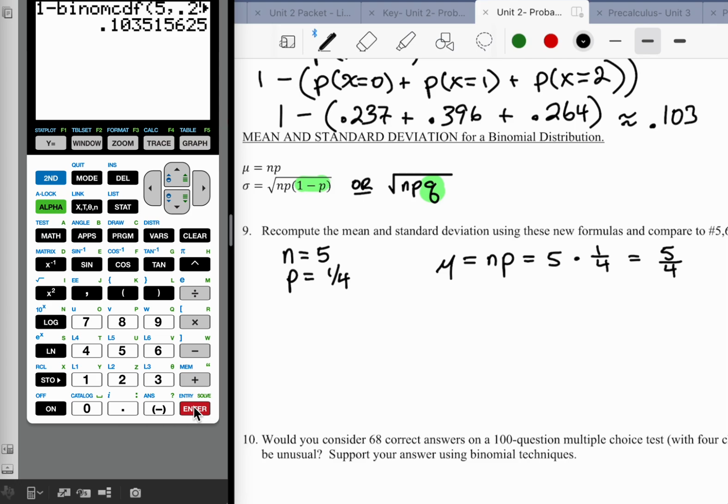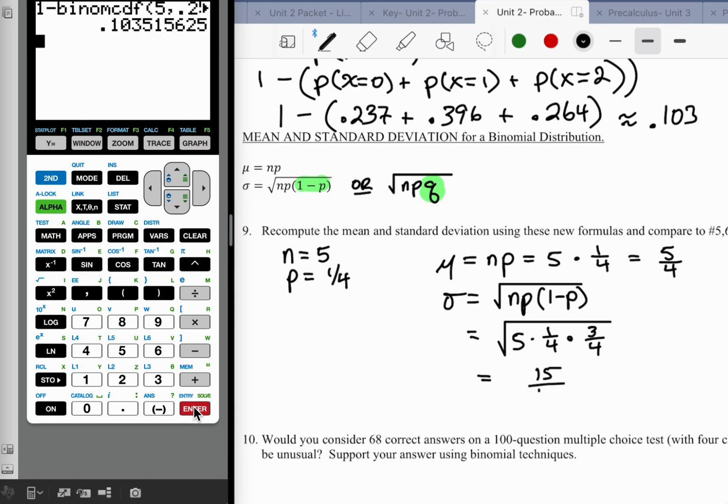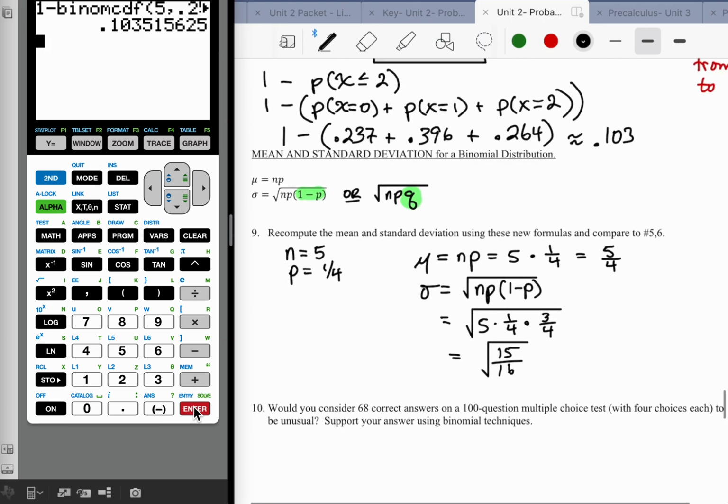So the standard deviation would be the square root of np times 1 minus p, which is the square root of, well, really 5/4, but I'll write it out again, 5 times 1/4. 1 minus 1/4 is 3/4. So 5/4 times 3/4 would be 15 sixteenths. We can go to decimal form for both of them: 1.25, and then the square root of 15 sixteenths.